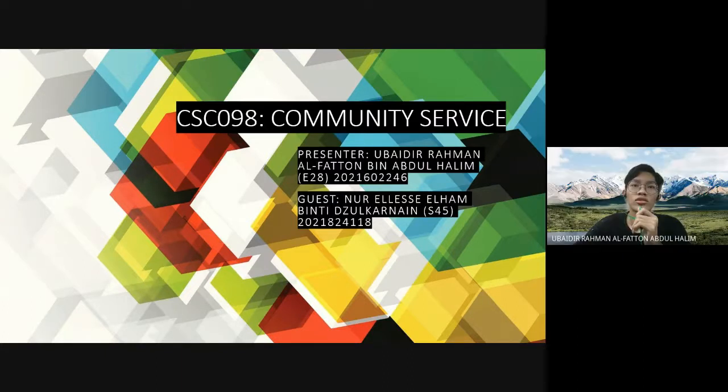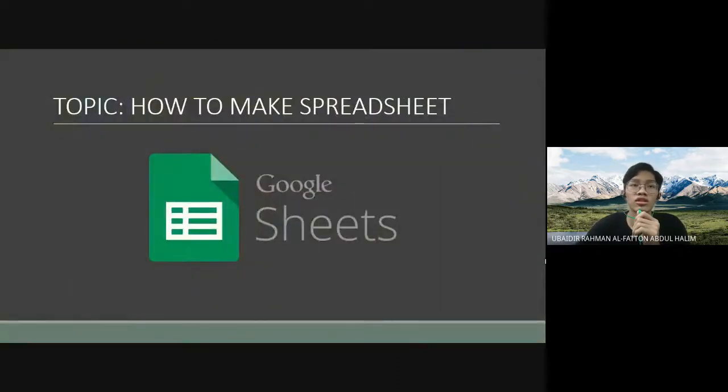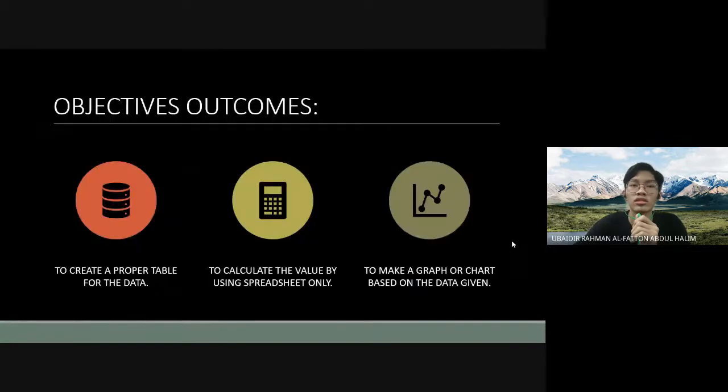Okay. So today I'm going to teach my guest about community service, and the topic is how to make a spreadsheet with Google Sheets. For the objective outcomes, the first one is to create a proper table for the data, the second one is to calculate the value by using the spreadsheet only, and the last one is to make a graph or chart based on the data given.